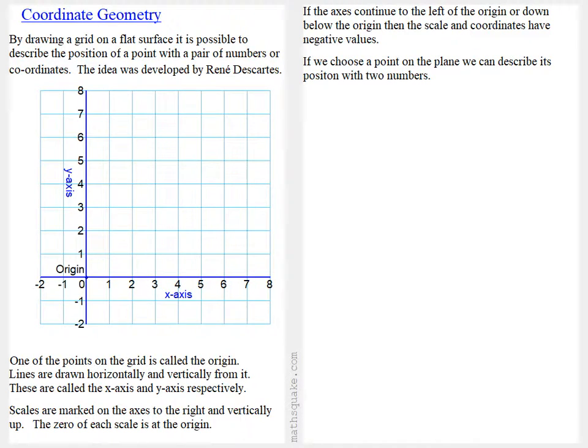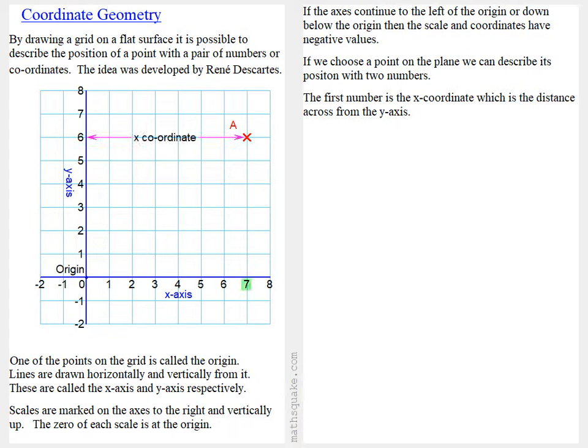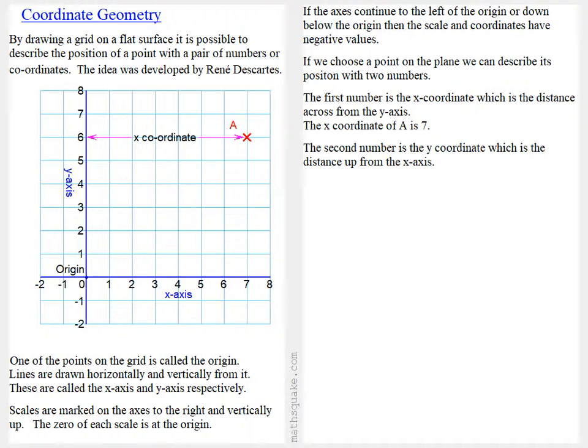If we choose a point on the plane, we can describe its position with two numbers. The first number is the x-coordinate, which is the distance across from the y-axis. In the diagram, the x-coordinate of the point A is 7. The second number is the y-coordinate, which is the distance up from the x-axis. In the diagram, the y-coordinate of A is 6. So we write the coordinates of A as a pair of numbers, (7, 6), in brackets.